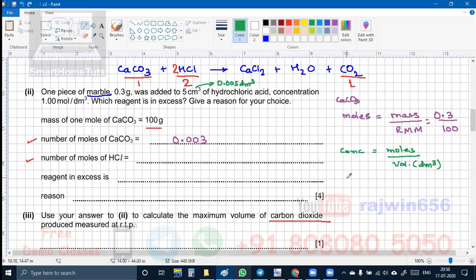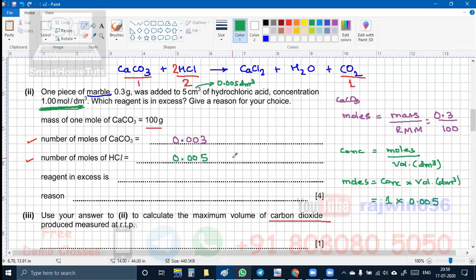So if I rearrange this formula, what am I going to get? Moles will be equal to concentration multiplied by volume. Concentration is given to us. How much is it? Concentration is 1 mole per dm cube. Volume is 0.005. So this is going to give us the number of moles of HCl as 0.005. Up till here, everything is clear?